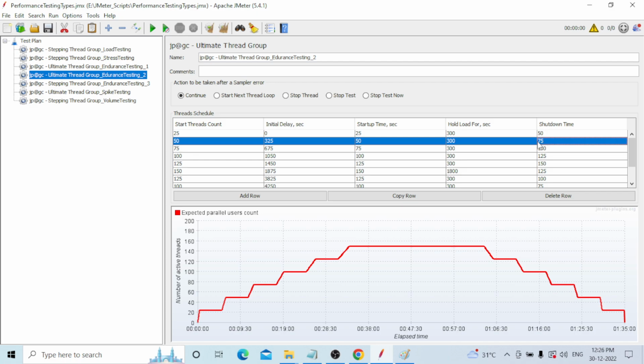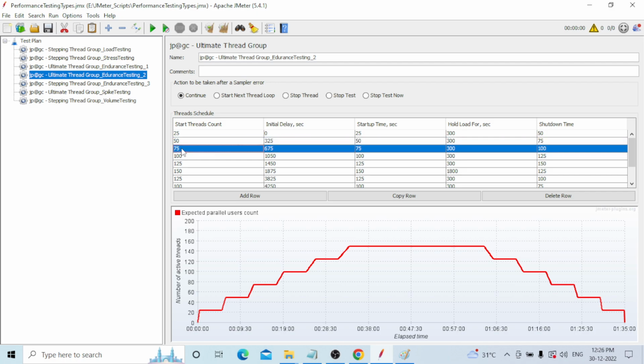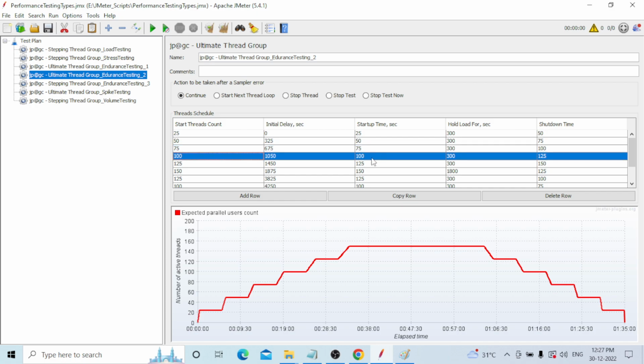After 75, you take the 75 value and give the same 75 in this place. For this one, before 325 plus 50 plus 300, total 675, you need to give. After the 300 period, the whole load, 100 means 75 plus 25, total 100. This 100 value you need to give, and after the next one, the same value 100.